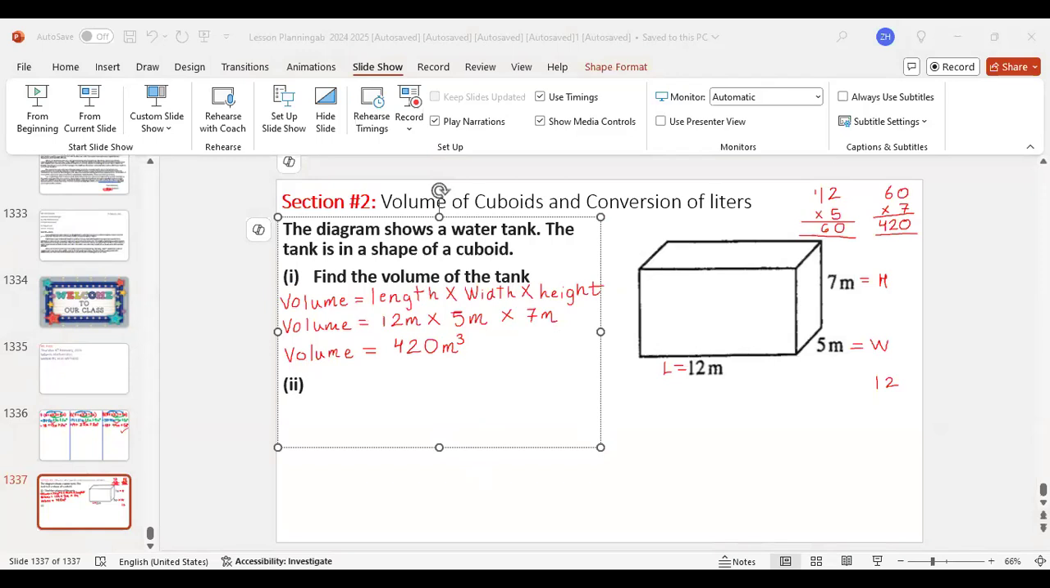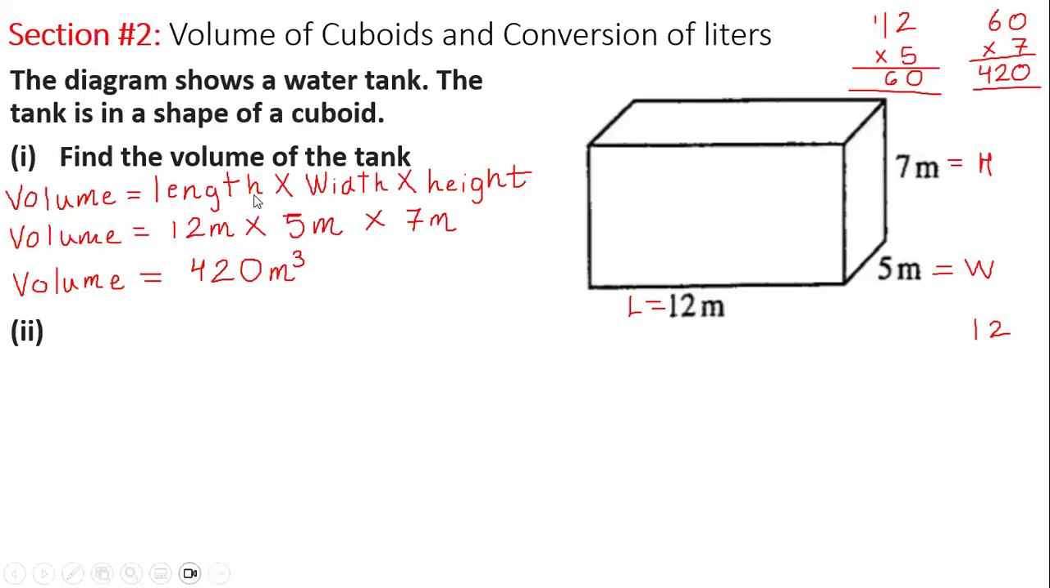I need to see the name. Dior. Oh, Dior. Okay. So what's the formula for volume? Dior, what's the formula? Length times width times height. Very good. We take the length, which is what? 12 m times 5 m times 7 m. Very good.